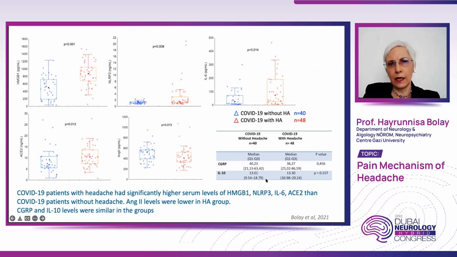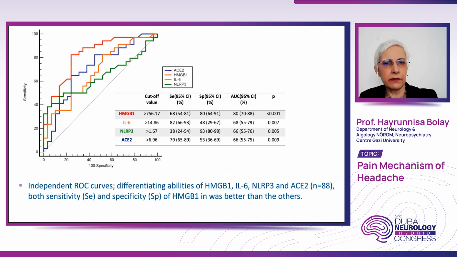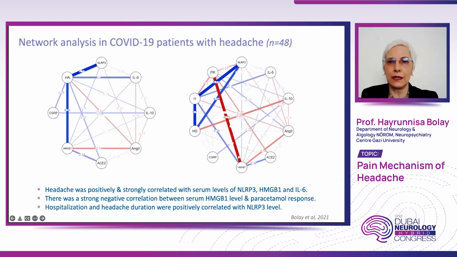So the differentiating ability of HMGB1, both its sensitivity and specificity for headache in COVID-19, was significantly higher than the others, and therefore that was important. If it is combined with the others, it is really important for differentiating the headache.